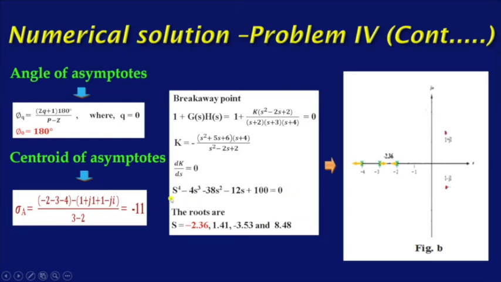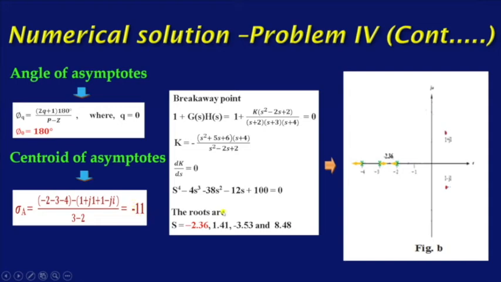Find the roots of this equation, that is s to the power 4, so there are 4 roots. From this figure, we know that only one breakaway point is present between -2 and -3, found using the trial and error method. The other 3 points are not determined because they are not required. Only the breakaway point is required.